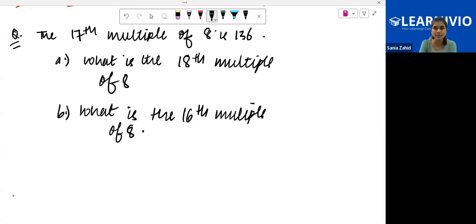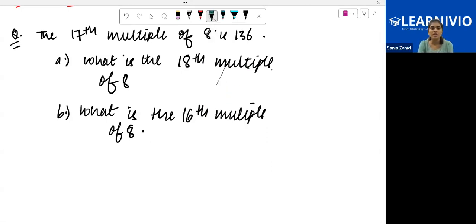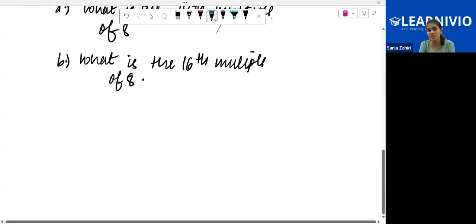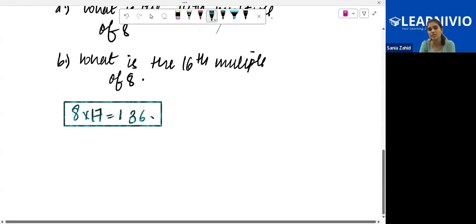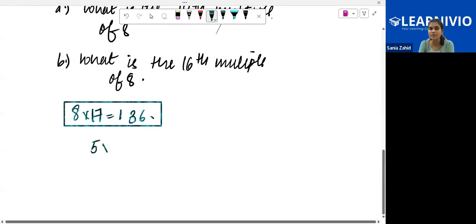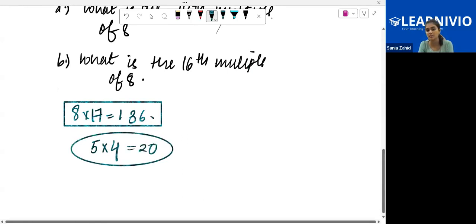Okay, look, I'll explain to you. If you're given the 17th multiple of 8, what does the 17th multiple of 8 mean? It means you multiply 8 with 17 and you get 136. This is the meaning of the statement. If I say the fourth multiple of 5, what does that mean? That 5 into 4, because it is the fourth multiple of 5. So 5 into 4, you get 20. So the fourth multiple of 5 is 20. You can write it like this.